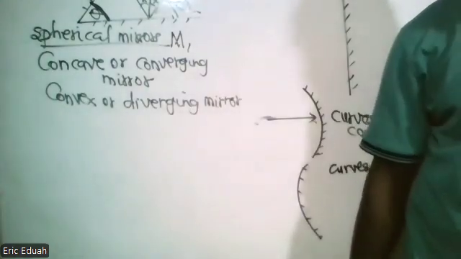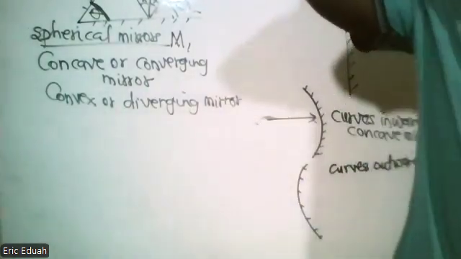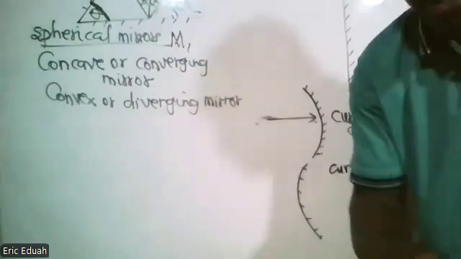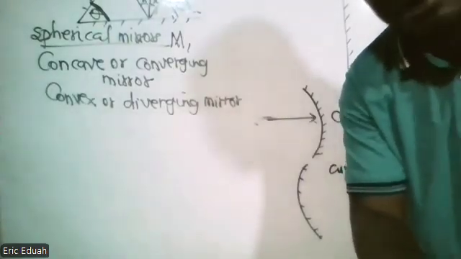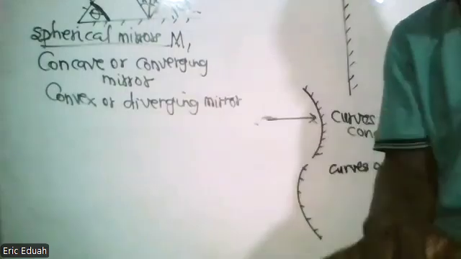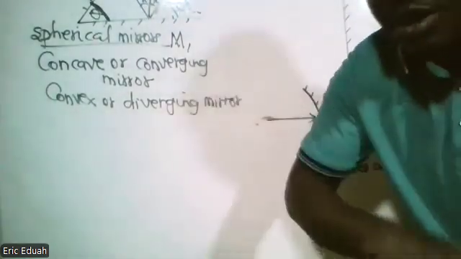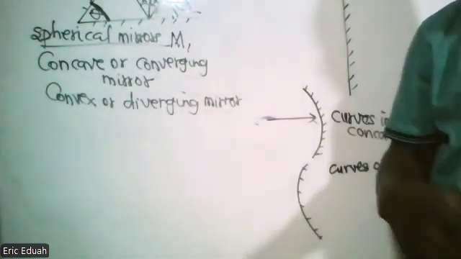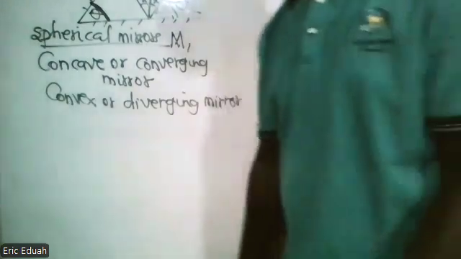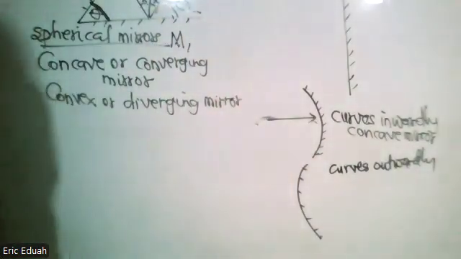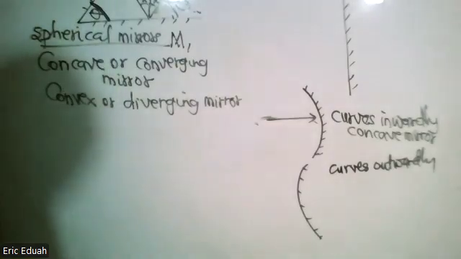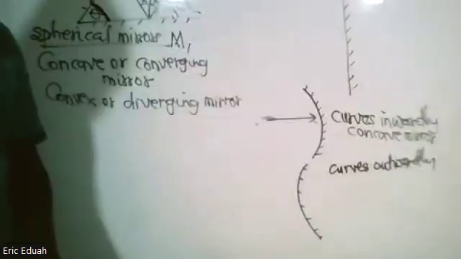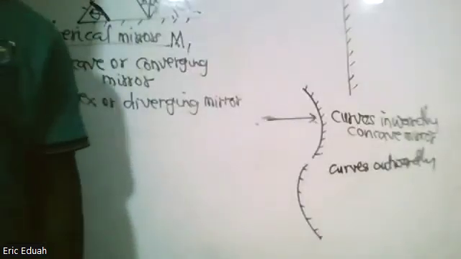These are what we are calling spherical mirrors. The nature of the image formed by them is different from the images formed by plane mirrors, which is the reason we use them in different functionalities. Please, if you have any question about spherical mirrors, ask. All right.